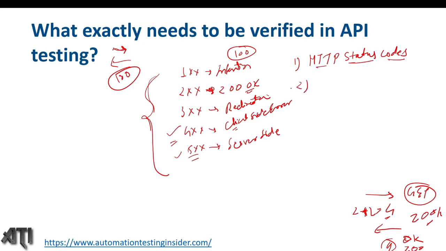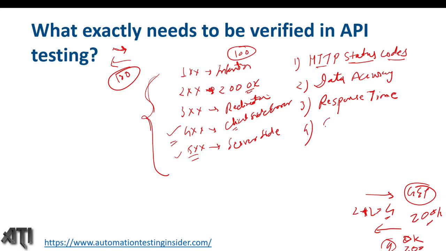The second thing is we verify the data accuracy. Whatever data we send to the server and get in the response, whether those data are correct or not, we test as part of API testing. Another one is response time, which is very important: how quickly we get the response from the server. If there is too much delay, then we say something is wrong with the application, or there is some performance issue. So we calculate the response time as part of API testing.